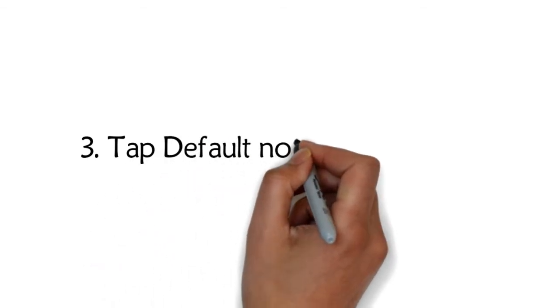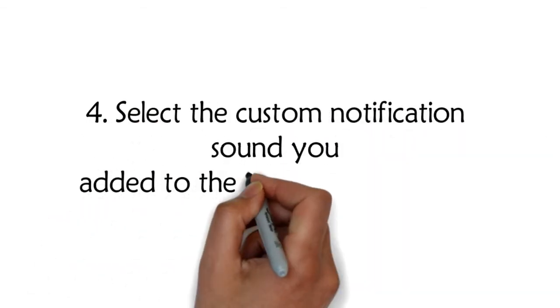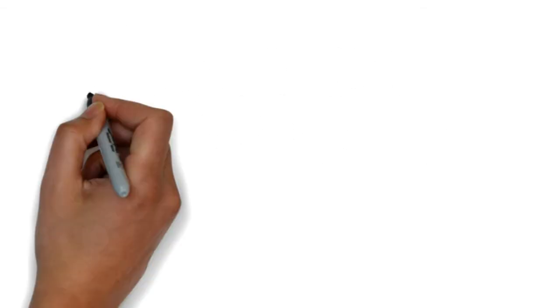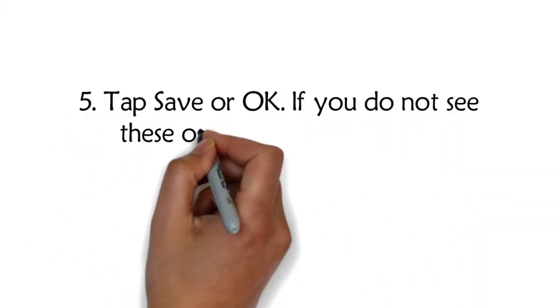3. Tap Default Notification Sound. 4. Select the custom notification sound you added to the notifications folder. 5. Tap Save or OK.